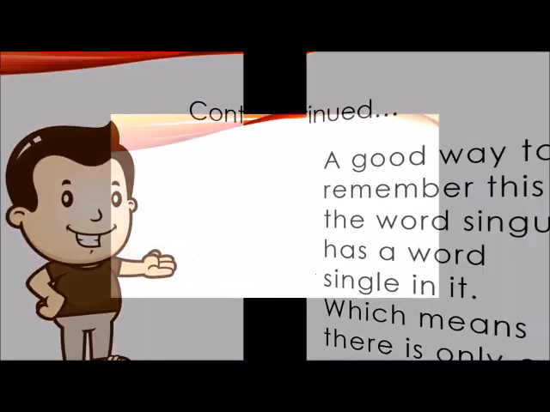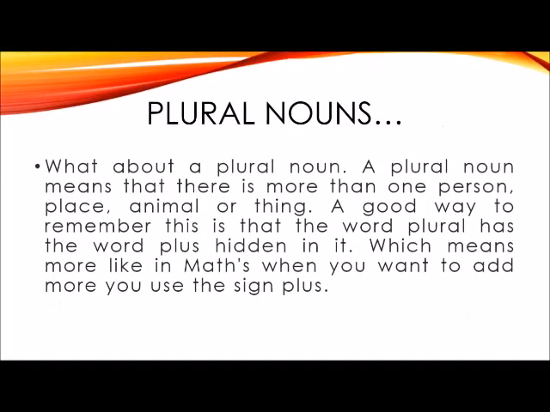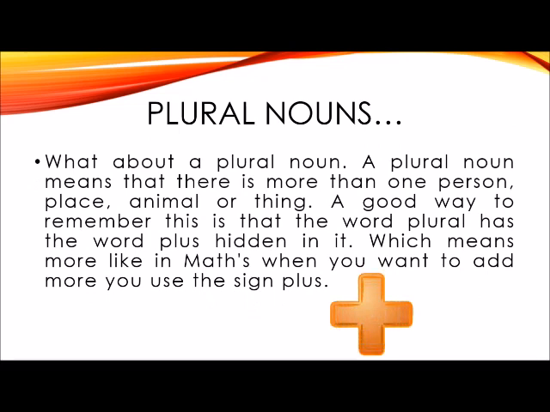only one. What about a plural noun? A plural noun means that there is more than one person, place, animal, or thing. A good way to remember this is that the word plural has the word plus hidden in it, which means more. Like in maths, when you want to add more, you use the sign plus, right? We are going to look at three rules today to change the singular noun to a plural noun.